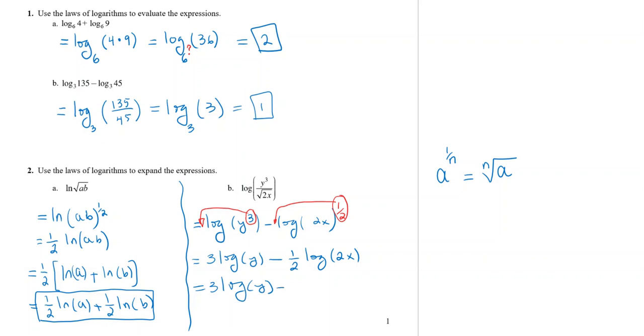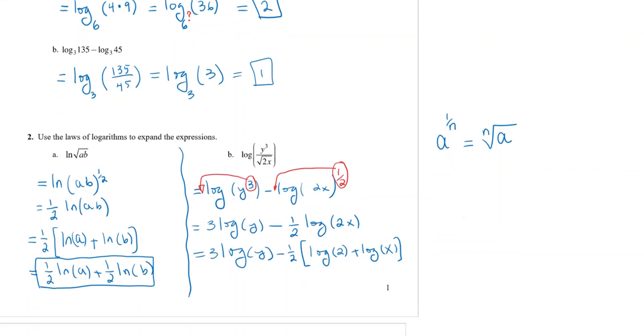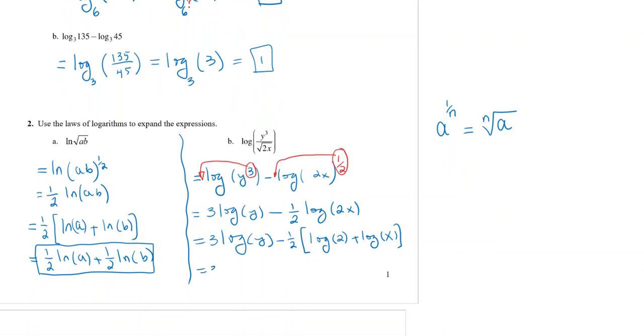But here the minus 1/2 stays outside, and then log of 2x can be broken up using that product law into log of 2 plus log of x. And we can distribute that negative 1/2, and we get 3 log of y minus 1/2 log of 2 minus, the minus distributes, 1/2 log of x.